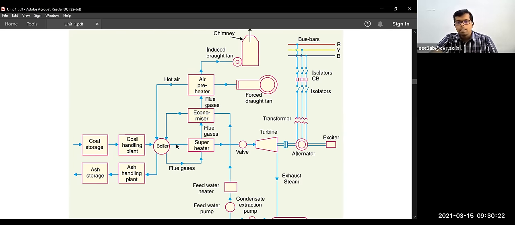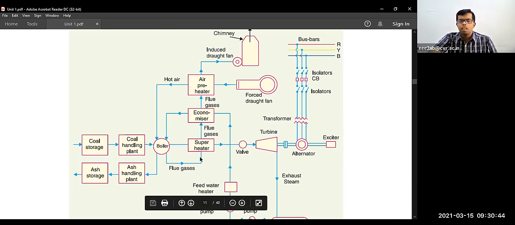After the boiler, the steam is fed to the superheater, where the heated steam gets heated again to some higher degree Celsius, because we are trying to extract the maximum heat from the flue gases. Some flue gases will come out from the boiler, so we are extracting the maximum heat.